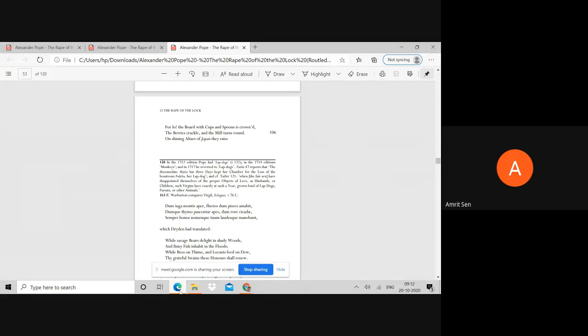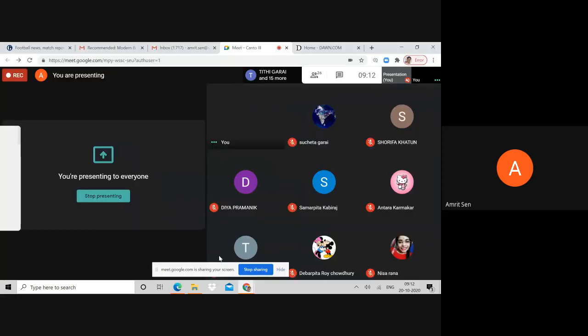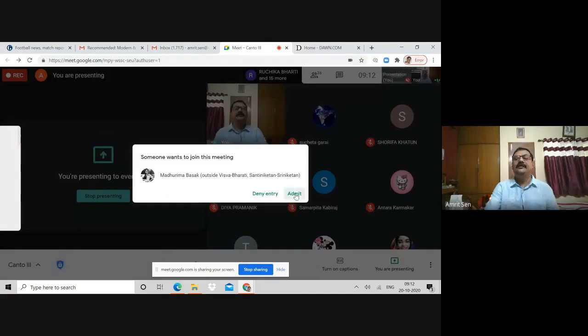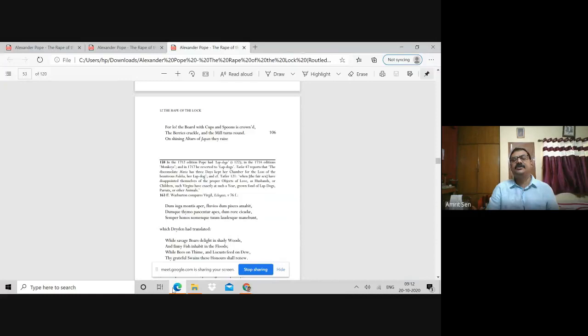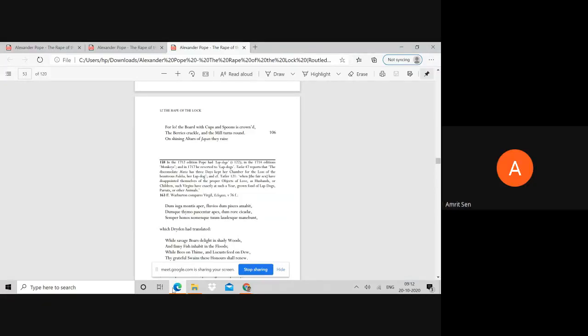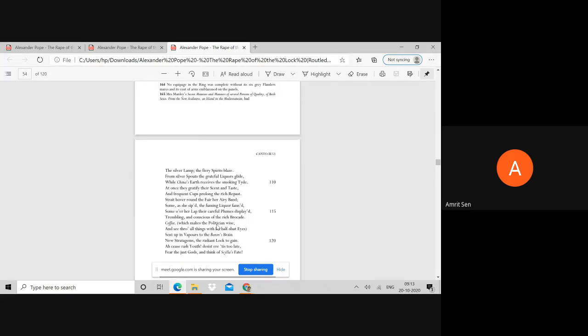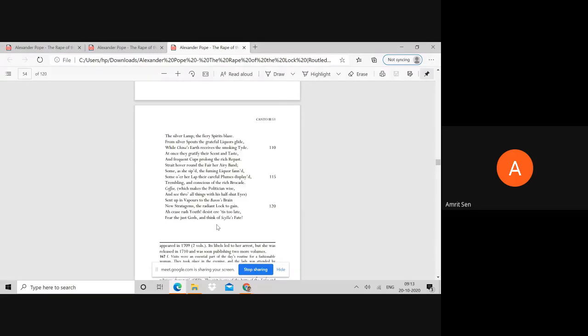You will remember that China and Japan, East Asia, was famous for its lacquer work, and in fact, when I went to the Museum of Beijing, I actually took a look at the Chinese museum, which had a history of lacquered art. This is Japanese lacquer. Therefore, on shining altars of Japan, they raise the silver lamp, the fiery spirits blaze.